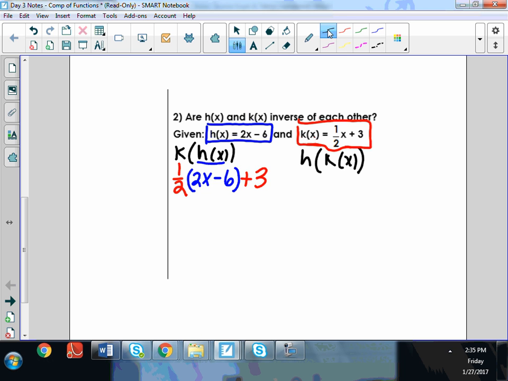So now we're just going to see what we get when we solve that expression. So 1/2 times 2x gives me 1x. 1/2 times -6 gives me -3. And then I have +3 on the end. -3 and +3 cancel out, and I'm left with x. So it works. These are inverse.